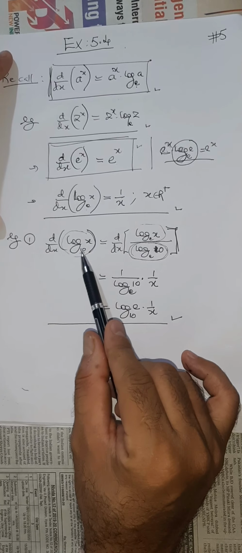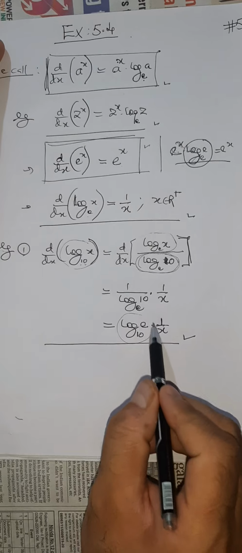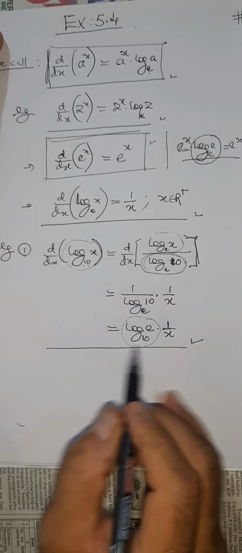Remember, derivative of log x to the base 10 is not simply 1 upon x. It is log e to the base 10. No need to put the value of this. You can keep in this form.